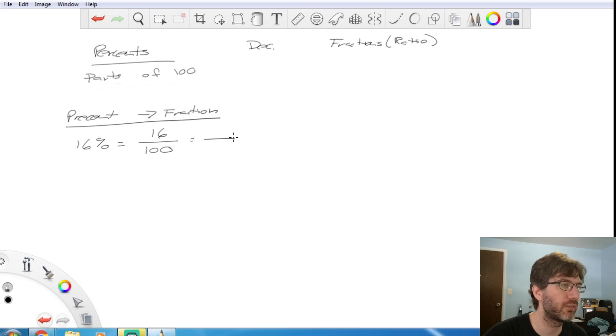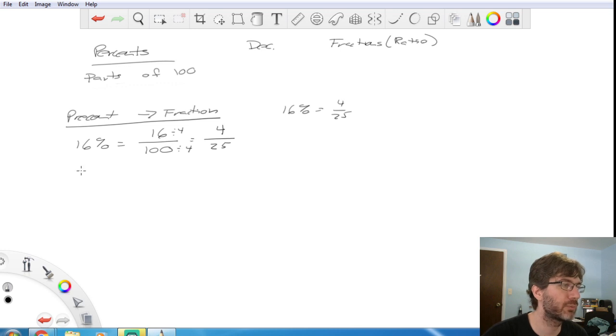So you can reduce these down. And again, when it comes to reducing, you're thinking, what can you divide out of each of these to get whole numbers? So maybe 4. Take out 4 from each. 16 divided by 4 gives you 4, and 100 divided by 4 gives you 25. So we know that 16% is equal to 4/25. They are the same thing. One is a percent and one is 4/25. So keep in mind you have percents like that.